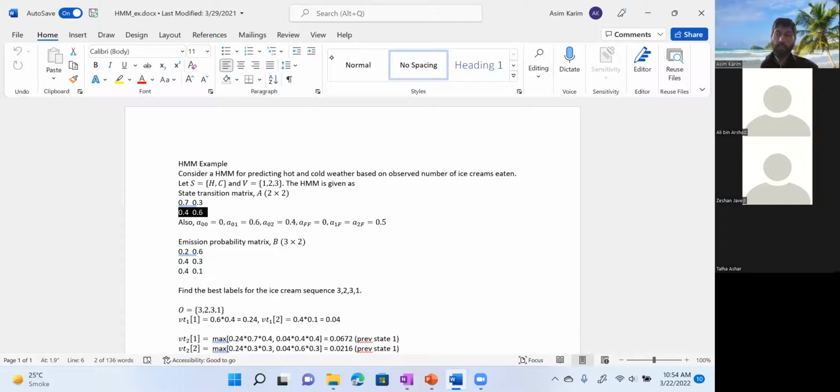उसमें जो वैल्यू थी 0.3 वो a_12 है. उसका मतलब ये है कि हॉट से कोल्ड जाने की प्रोबेबिलिटी 0.3 है. और सिमिलरली 0.4 को देखें तो वो है a_21, कोल्ड से हॉट आने की प्रोबेबिलिटी 0.4 है, और जो दूसरी है 0.6, a_22, कोल्ड से कोल्ड जाने की प्रोबेबिलिटी 0.6 है.